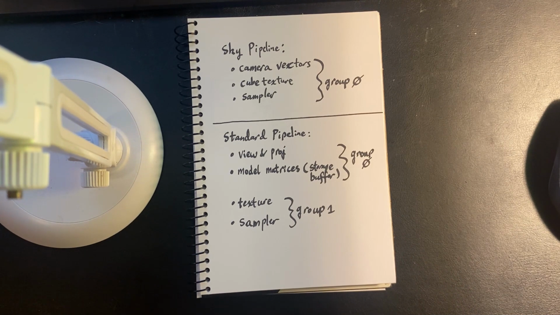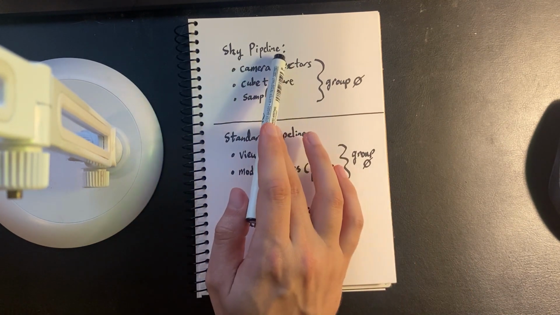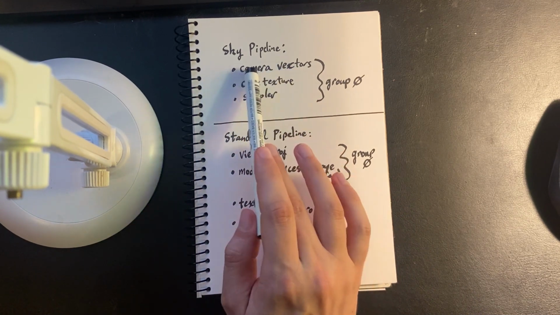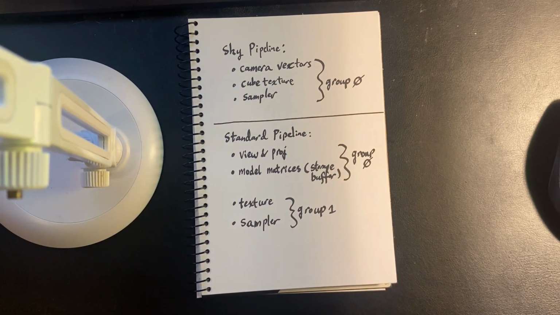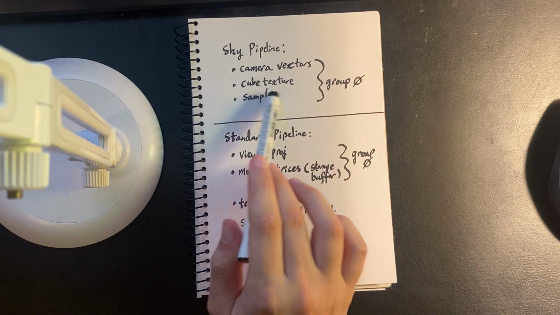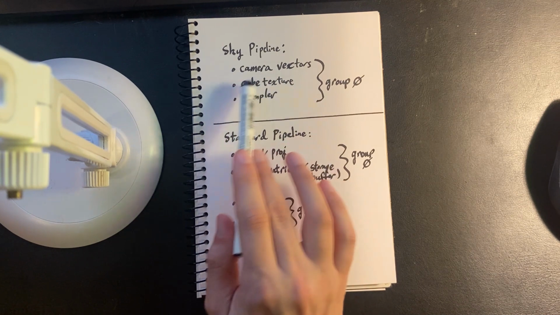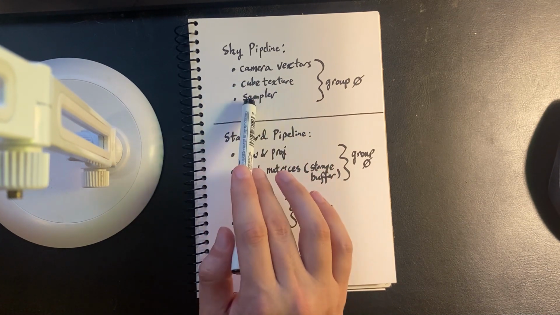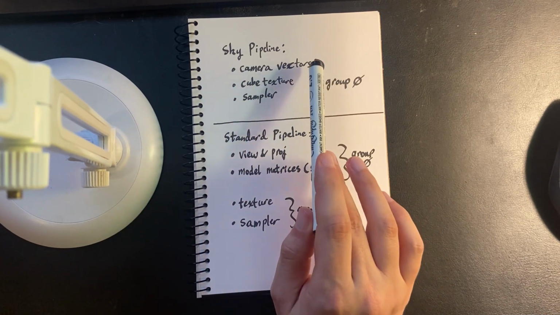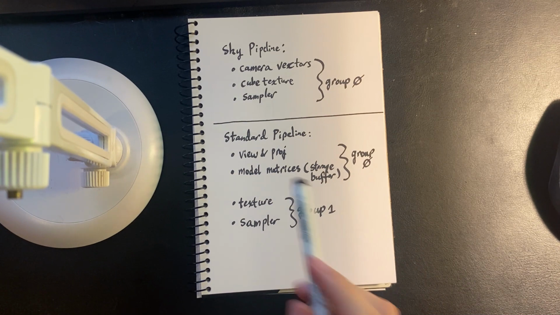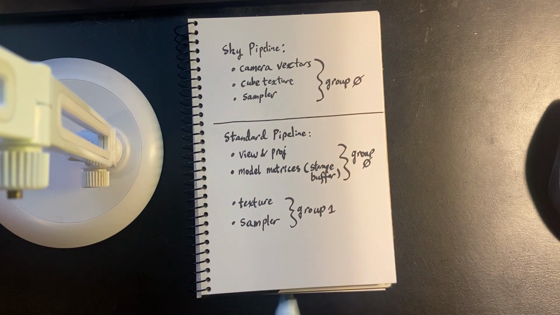But we look at what do we need to render the sky? Well, basically, we need the camera's fundamental vectors. That's the forwards, right, and up vector. We need the cube map, which has all the sky images basically, and we'll also need a sampler. Now, these can all be bound in one go because the sky pipeline is only going to draw the sky once. It's a single draw call, just bind everything, draw it.